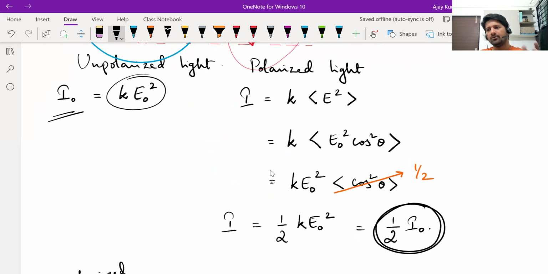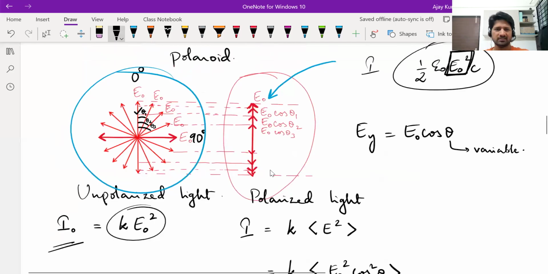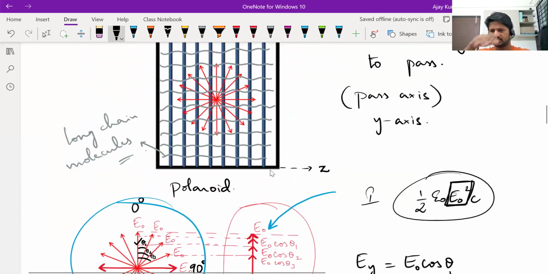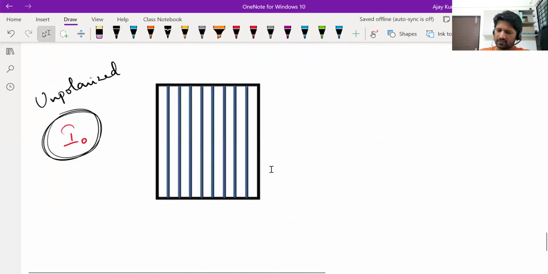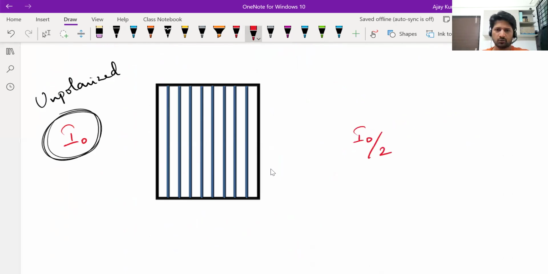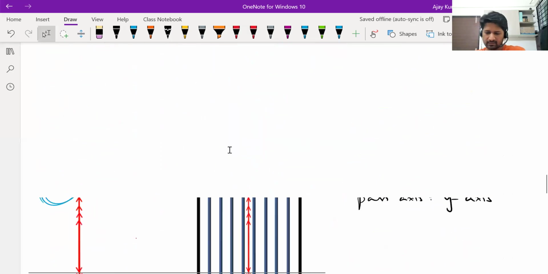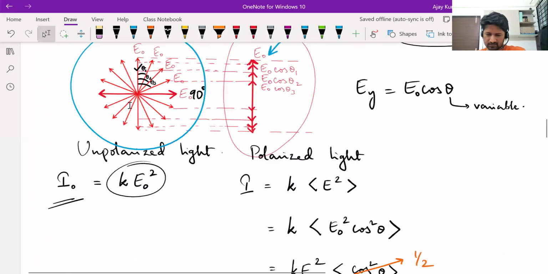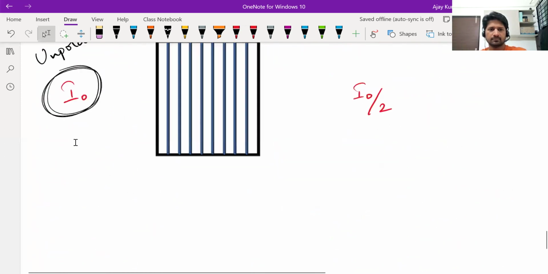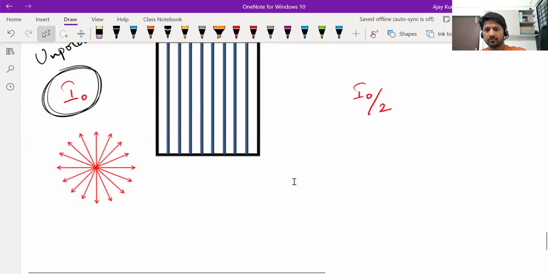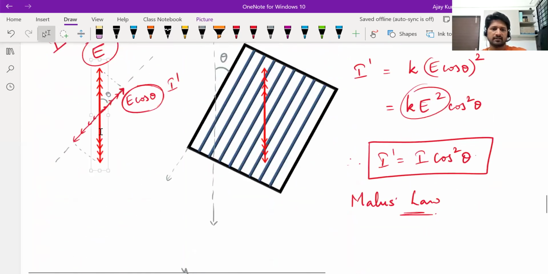It doesn't matter how you arrange the polaroid also. The intensity will become half, because in whichever way you arrange the polaroid, the electric field vectors will be making random angles only. So you'll have to take the average of cos square theta, it will become half. So unpolarized light of intensity I naught, if it is polarized for the first time, the intensity becomes I naught by 2. And what is incident here is unpolarized light, such as this, having intensity I naught. What emerges out of this polaroid is polarized light, such as this one.